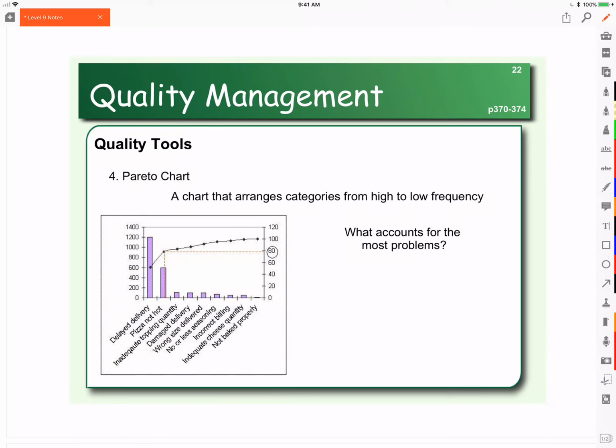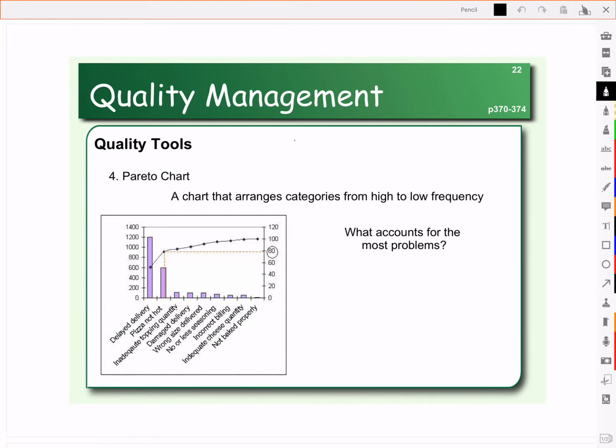All right, quality tool number 4 is what is called a Pareto chart. A Pareto chart is based on the Pareto phenomenon. There was an economist named Vilfredo Pareto, and he was in Milan, Italy. And what Vilfredo Pareto found was that 80% of the wealth in Milan was owned by 20% of the households.